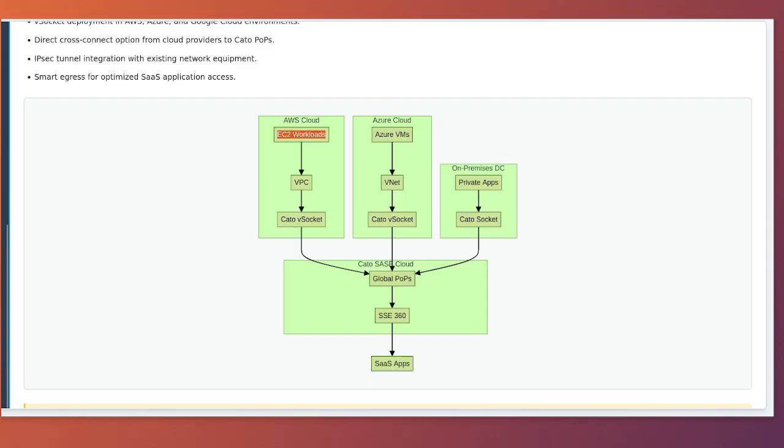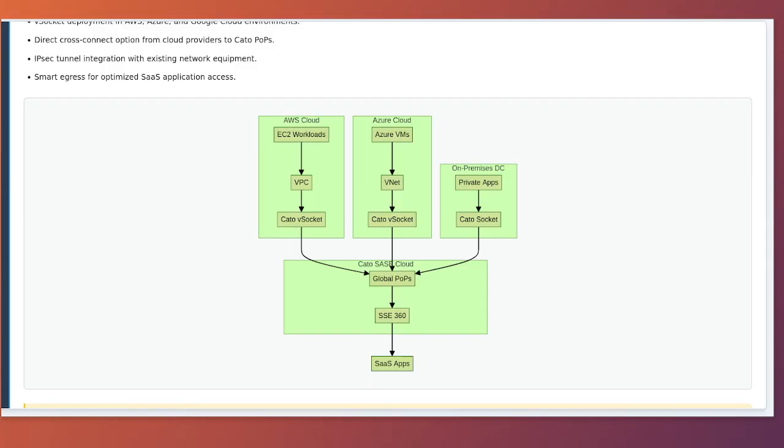For environments that already have IPsec-capable edge devices, such as existing routers or firewalls, you can establish IPsec tunnels directly to the Cato point of presence. While this approach does not provide the full SD-WAN capabilities of a socket, the traffic still benefits from Cato's security inspection and optimized routing through the backbone.